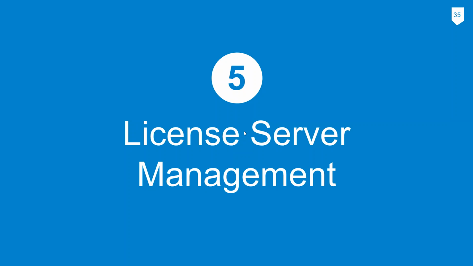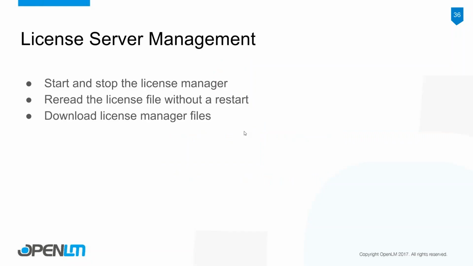The fifth main function of OpenLM's core product is license server management, meaning that you can start, stop, or reread license files on the license manager. So you can stop the license manager remotely. You can start it remotely. You can reread the license file without having access to it even.